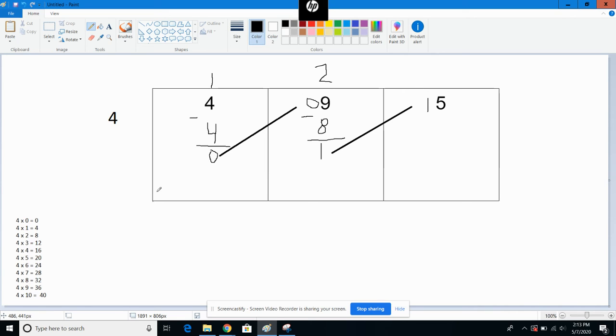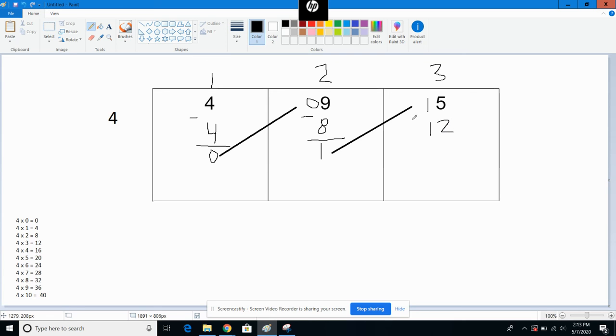Again, we're in our ones place. We're trying to get as close to 15 as possible. So we go back to our products: 0, 4, 8, 12, 16. Now 16 passes 15, so I'm going to go with 12. How do I get 12? 4 times 3. So 4 times 3 is 12.